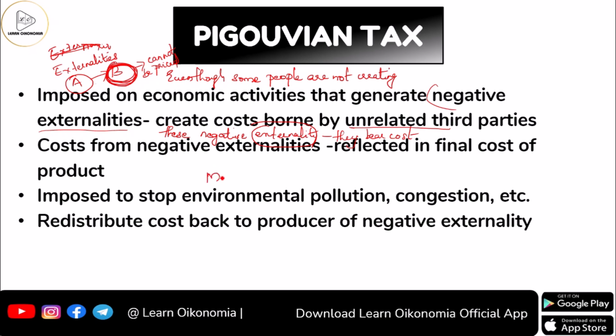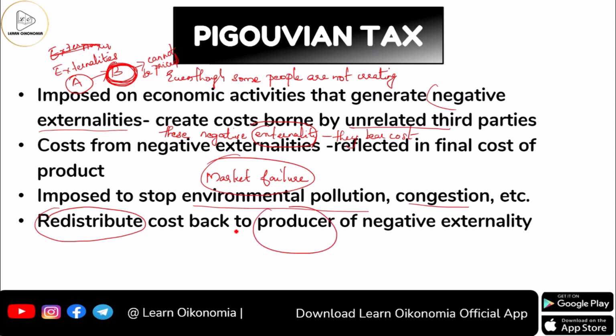There is a situation of market failure because the market fails to capture that cost into the price of the commodity. The cost which comes from negative externalities will not be reflected in the final cost of the product. That is a problem as a result of market failure. But Pigouvian tax is something we can impose to deal with problems like environmental pollution and congestion on roads. Whenever you go for a Pigouvian tax, this will redistribute the cost back to the producer who creates the situation of negative externality.